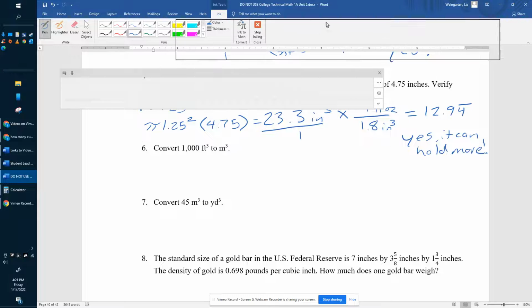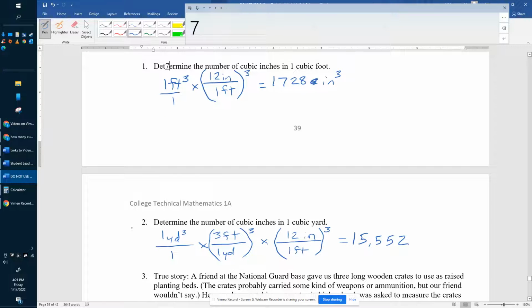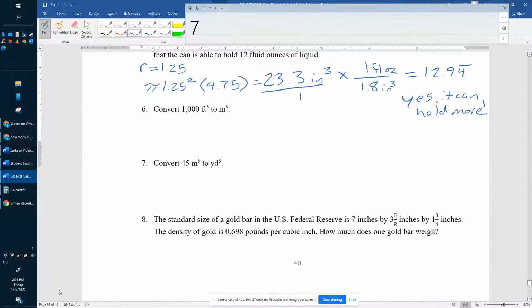Don't mind my exclamation points. I'm just getting so excited to be at the end of this unit. I'm sure you are too.